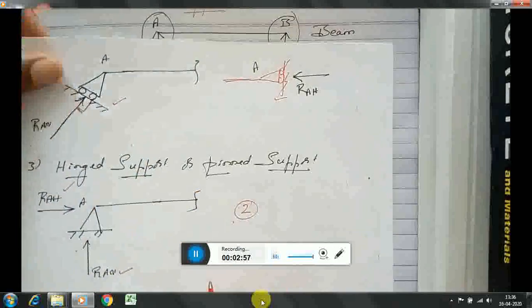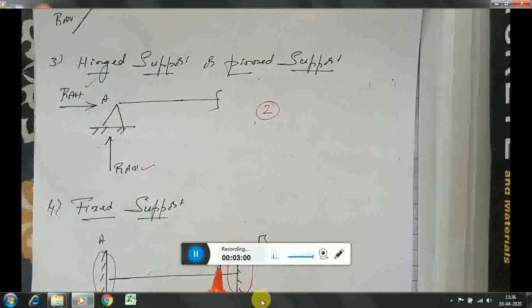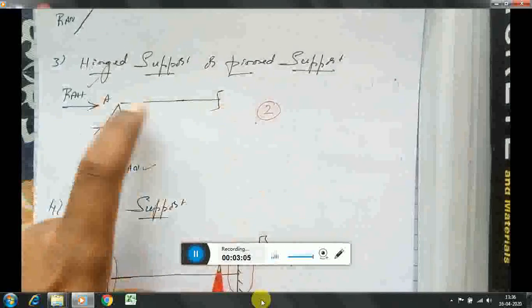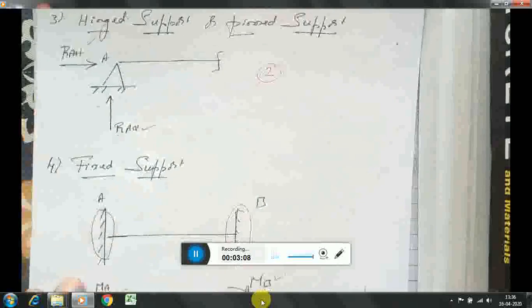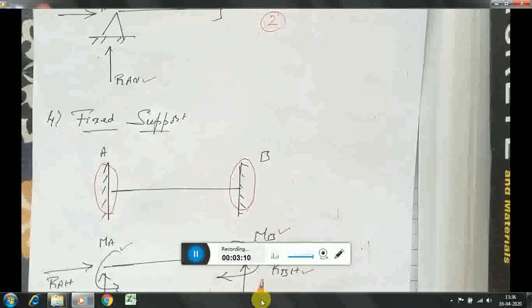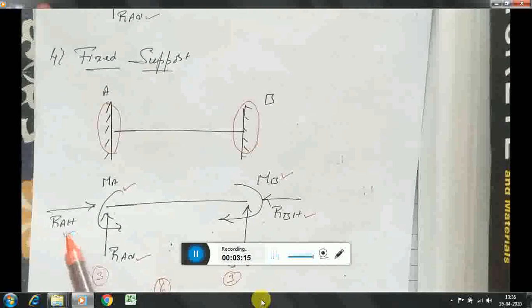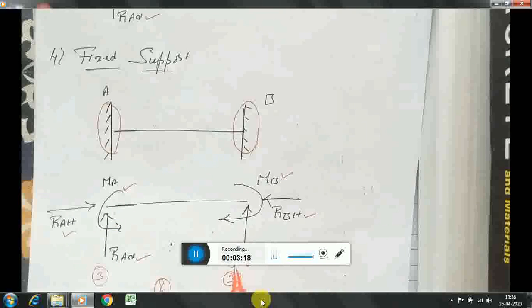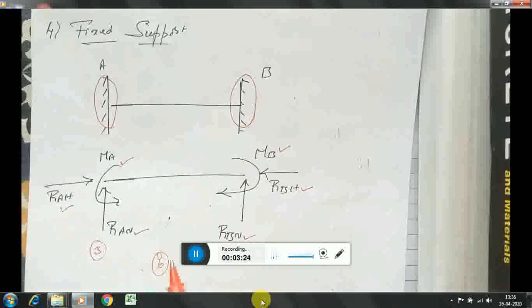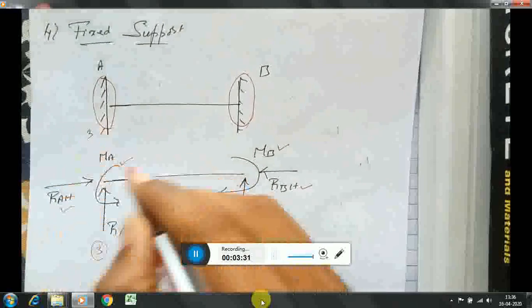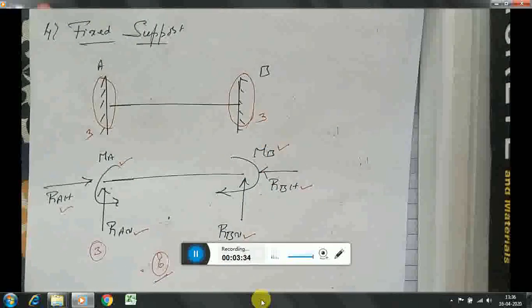Then the third support is a hinged support. It produces two reactions at a particular point, RAV and RAH. Then the fixed support produces three reactions at a particular point, that is RAV, RAH and a moment, and RBV, RBH and a moment. So totally three reactions at a particular point. So this beam is producing six reactions: three reactions at A and three reactions at point B.